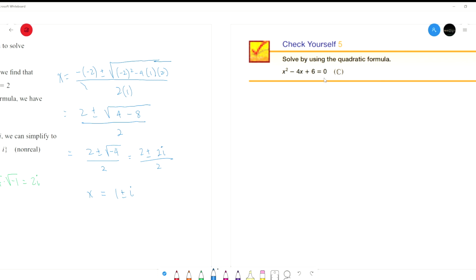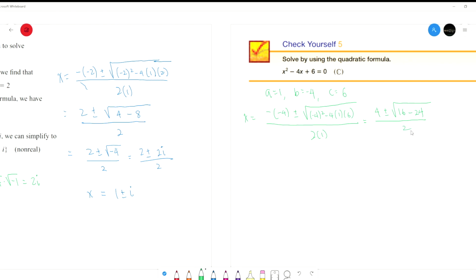This is already set equal to 0, so we can just start off, right? Let me use this color today. I got a is equal to 1, b is equal to negative 4, c is equal to 6. So we plug in these numbers into the quadratic formula. We get negative b plus or minus the square root of b squared minus 4ac over 2a. Okay, so in the numerator we have positive 4 plus or minus the square root of 16 minus 24 over 2.